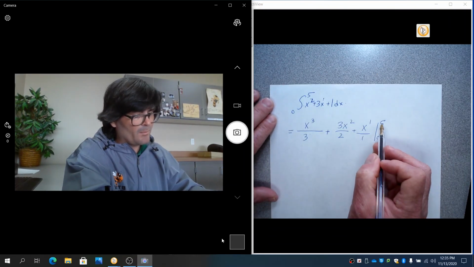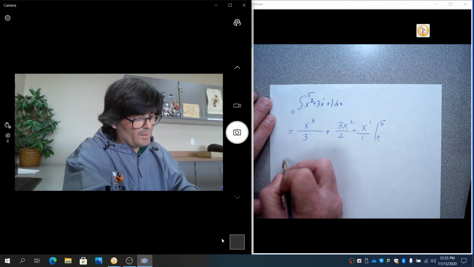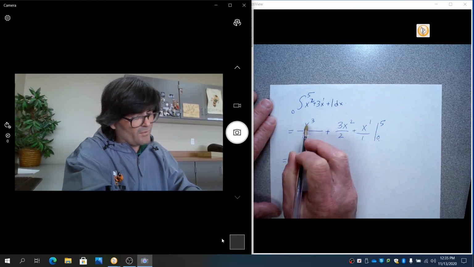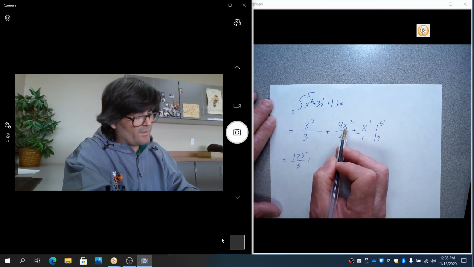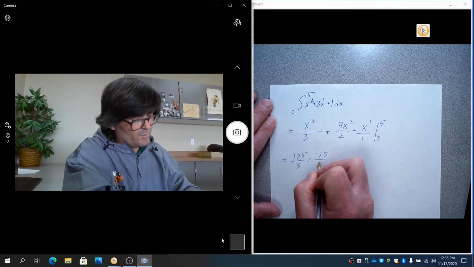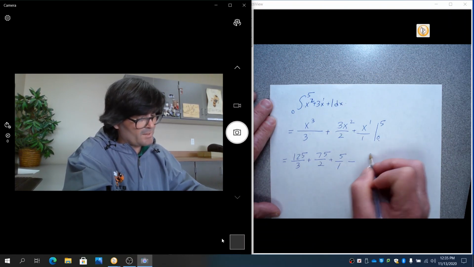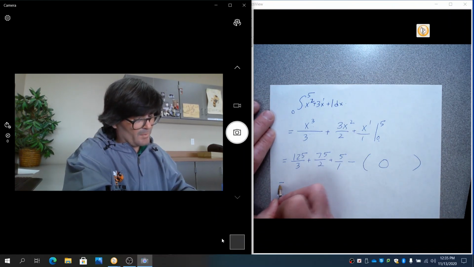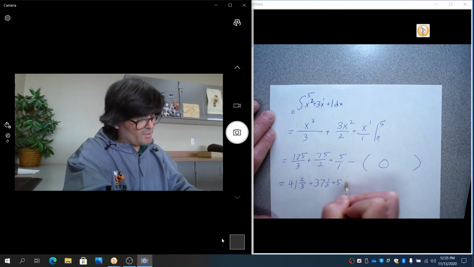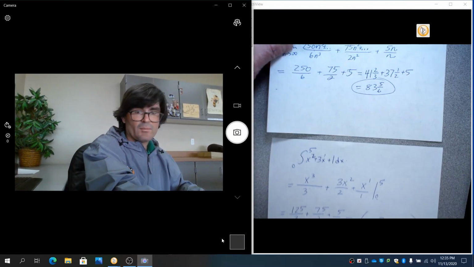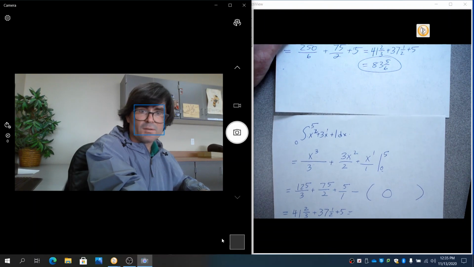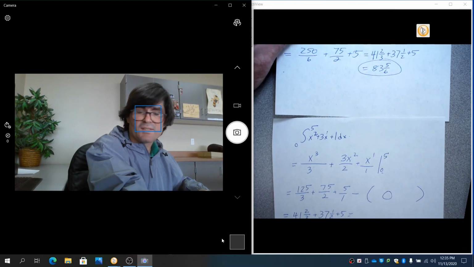What you do is you plug in the top number here, and then subtract, plug in the bottom number, see where you land. So you get 125 over 3. 5 cubed is 125 over 3. 5 squared is 25 times 3 is 75 over 2, plus 5 over 1, and then minus, if you plug in 0, you obviously just get 0. So this is going to be 41 2/3 plus 37 1/2 plus 5, just like we saw a moment ago, and you can see that they do match. 41 2/3, 37 1/2, 5 adds up to 83 5/6.